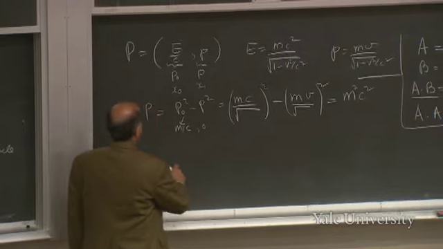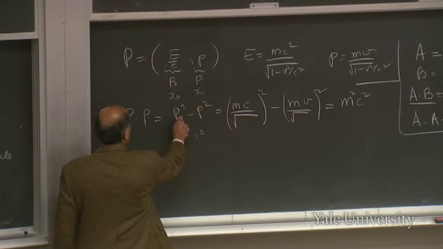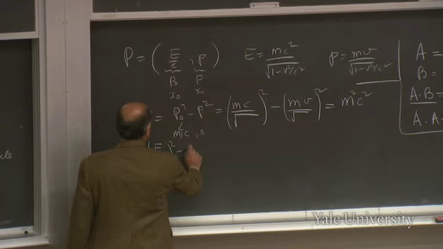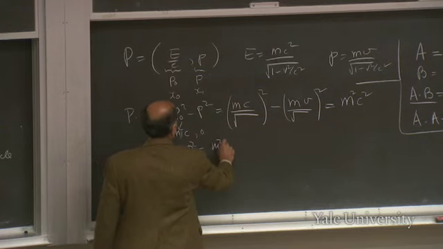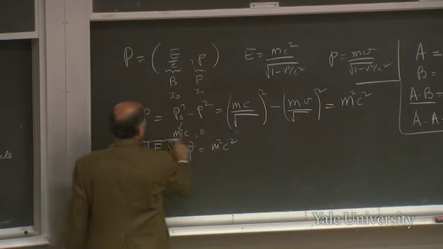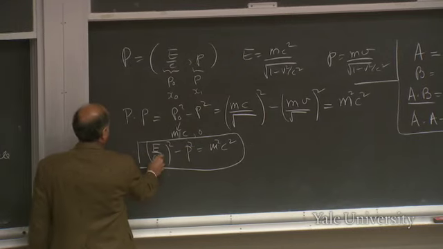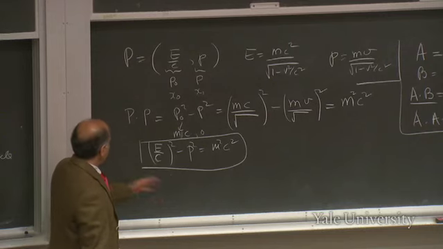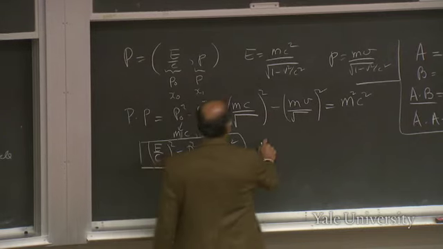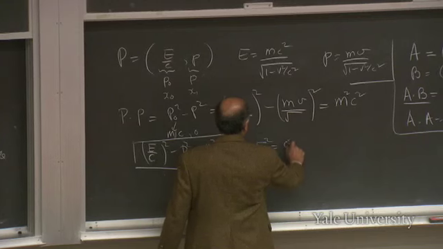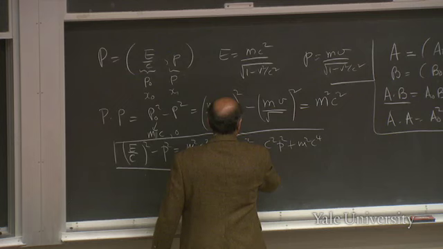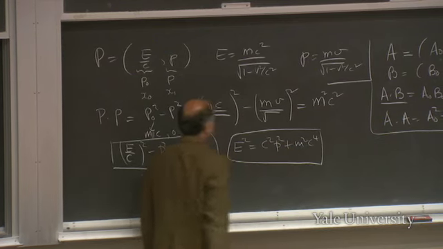So people write it also as follows. Remember, p0 was E over c. This is just p squared is m squared c squared. This is one way to write it explicitly. But here is how people write it. Multiply both sides by c squared and write E squared is equal to c squared p squared plus m squared c to the fourth. That deserves a box. That's how we remember it.